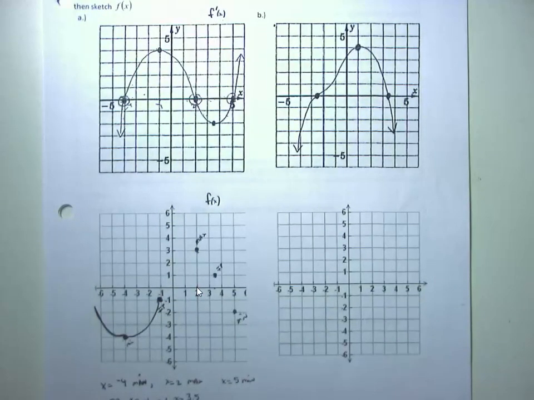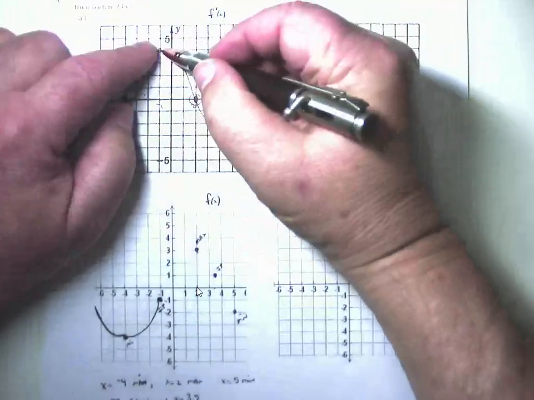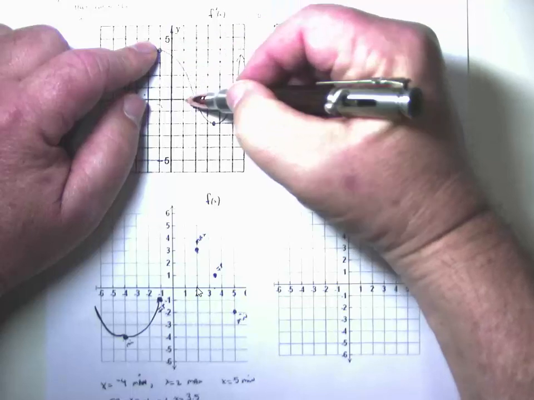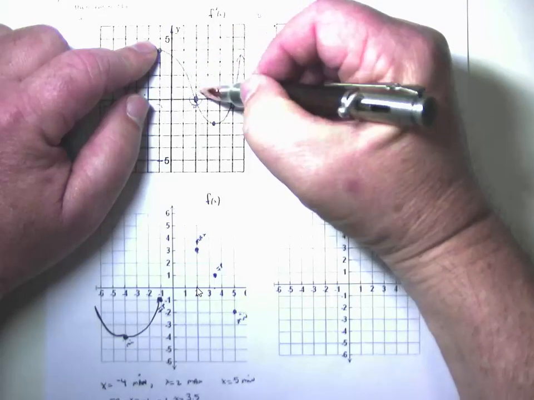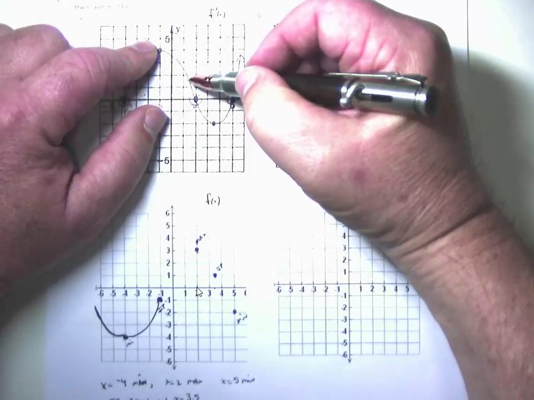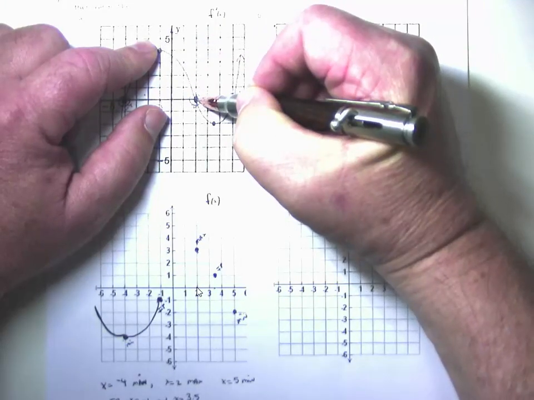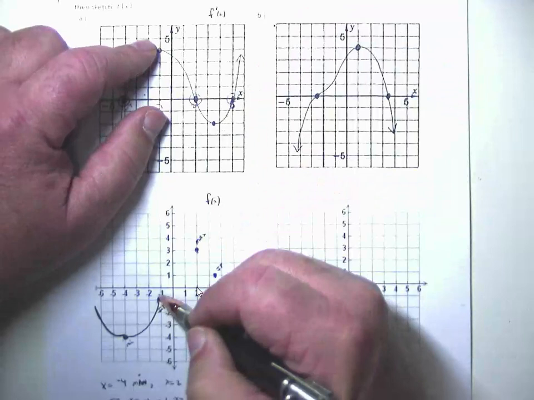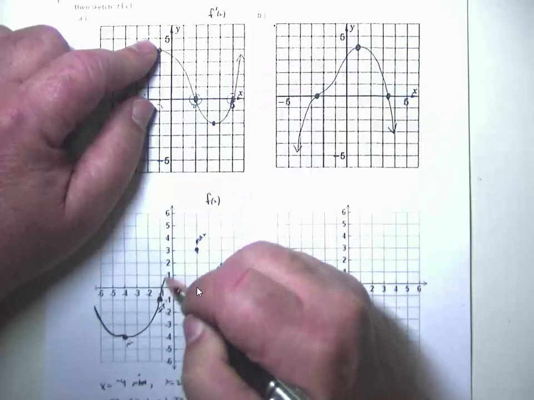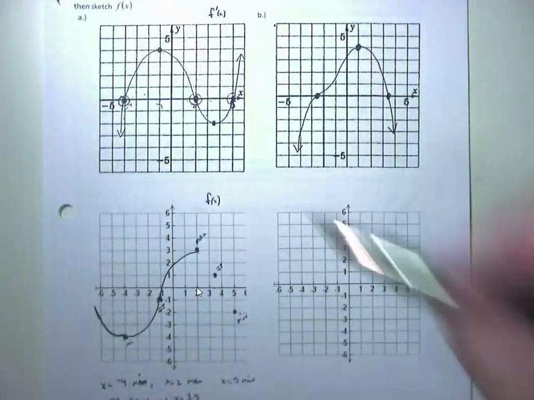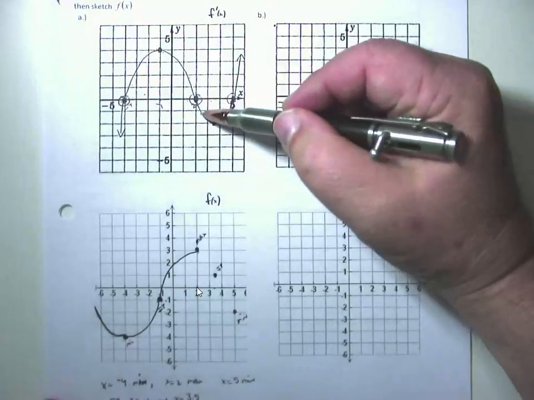Now, once I hit 1, the derivative is still positive until I hit 2, because it's above the x-axis. But what about the derivative of that guy, which makes it the second derivative? It's sloping down, which means it's concave down. So now I've got to be concave down, but I still have to increase. Increasing, concave down.